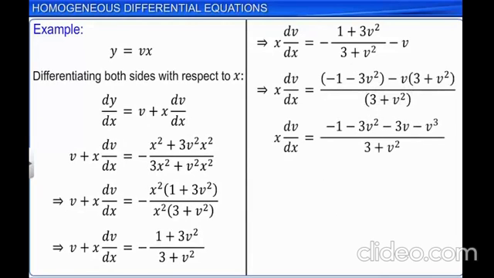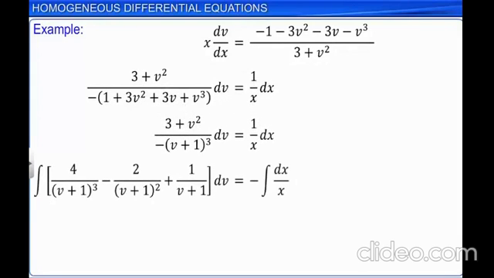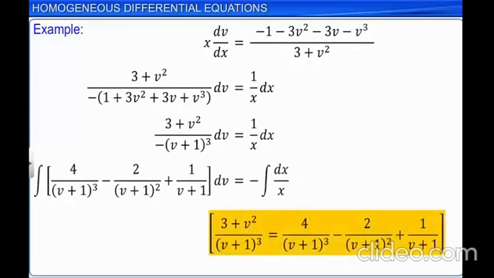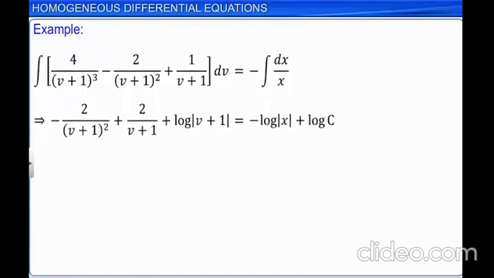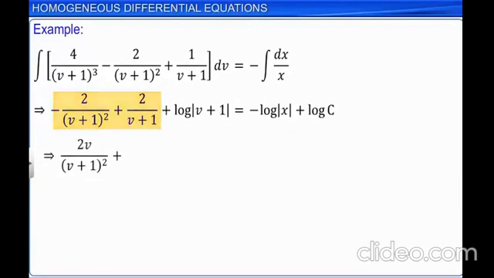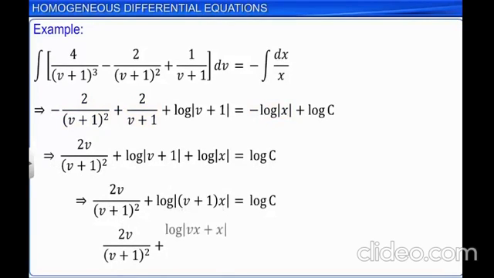Now, the equation is in variable separable form. We will further simplify the equation as shown. Finally, integrating both the sides of the equation, we get this equation. On simplifying the expression, we get v upon (v plus 1) whole square plus log vx plus x equals log c.